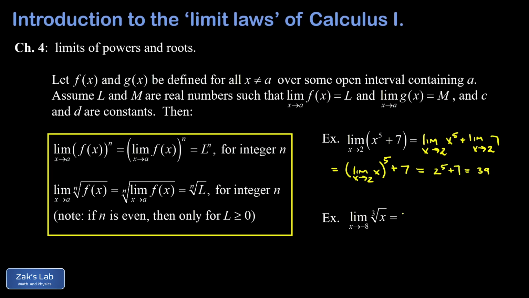The next one is an integer root. I have the limit of the cubed root of x as x goes to -8. And what this limit law on roots tells us is that we can just take the cubed root of the limit as x goes to -8. And now again, we have a rule for computing the limit of x as x goes to a number. As x approaches -8, x gets close to -8. So I end up with the cubed root of -8. That means the number that I raised to the 3rd power to get -8, and that's -2. And we're done with that one.